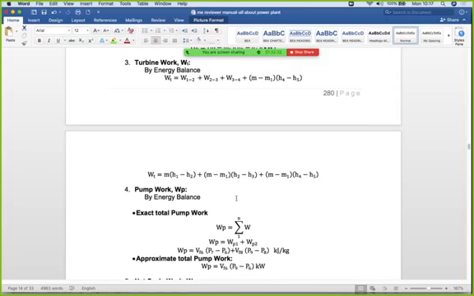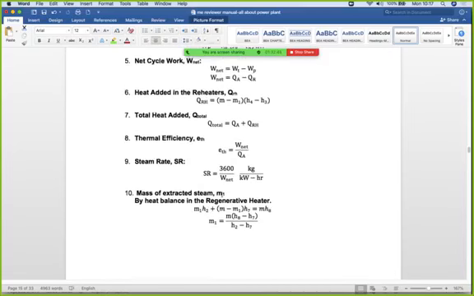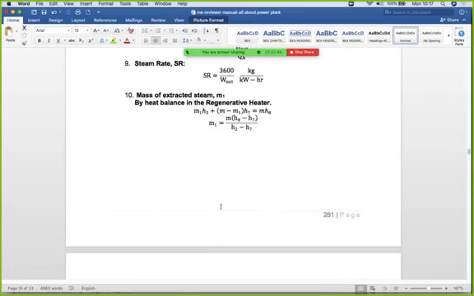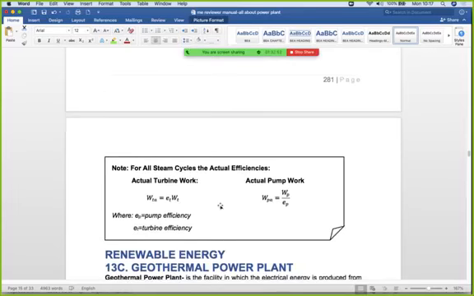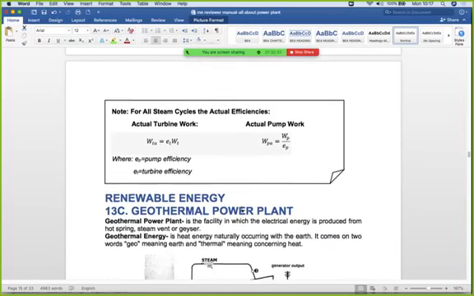Aside from the Rankine, we have the reheat cycle, we have the regenerative cycle, we have the combination of the reheat and regenerative cycle. So we go further, we call it regenerative heater: the open heater and the closed heater. Okay, we go now after the non-renewable.